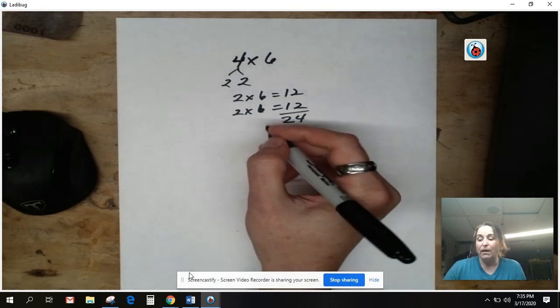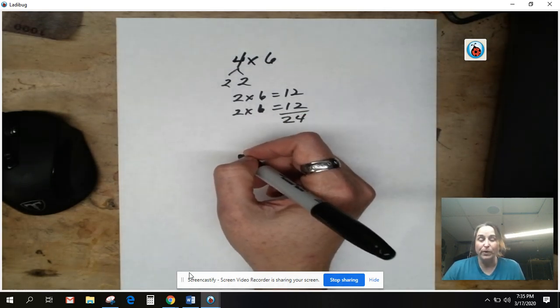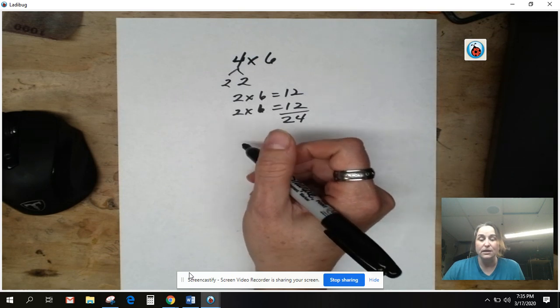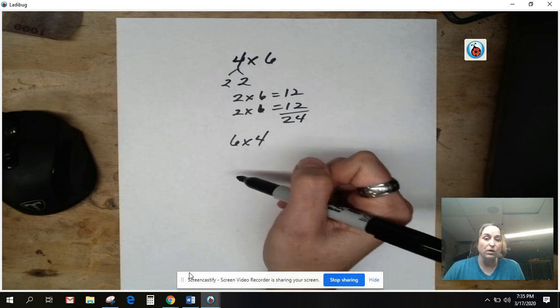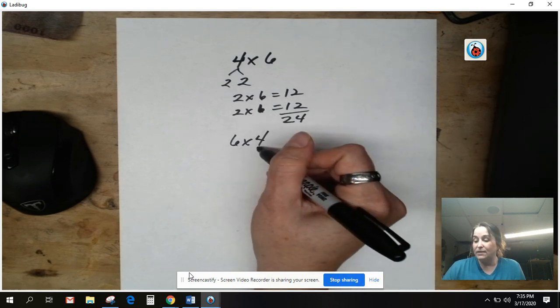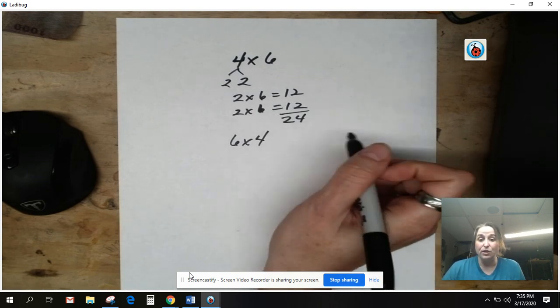We also need to think about the commutative property. So regardless of which way your student sees how to solve this problem, so instead of 4 times 6, we have 6 times 4. Same situation, breaking this into the twos. I also have students who like to work up.